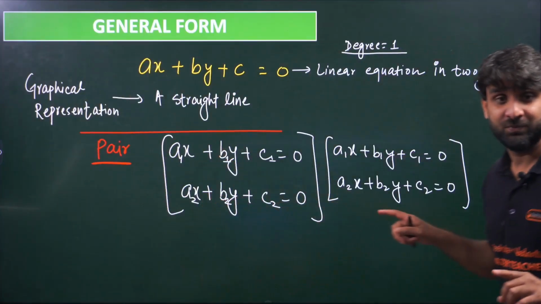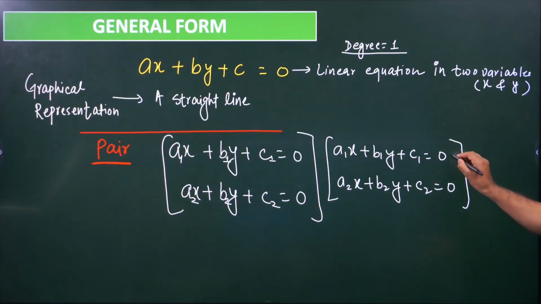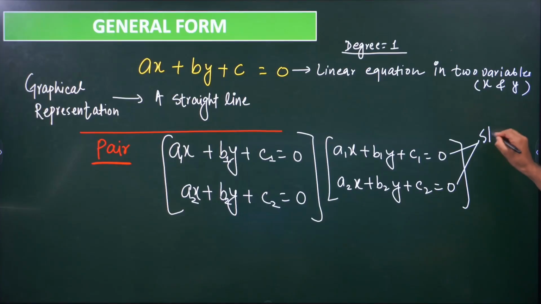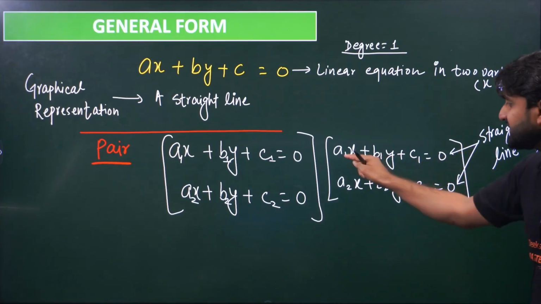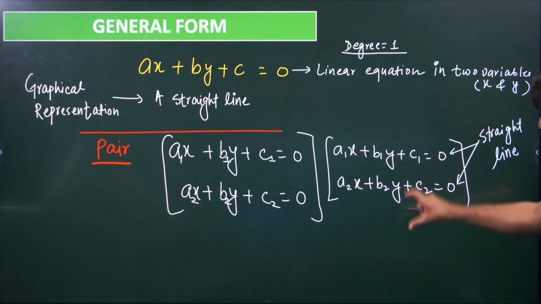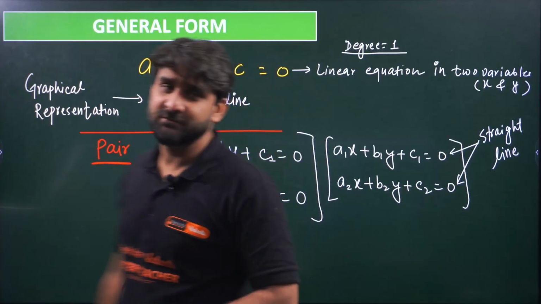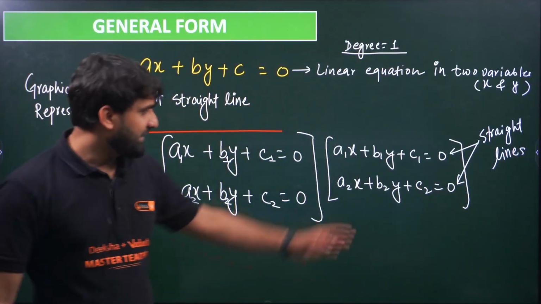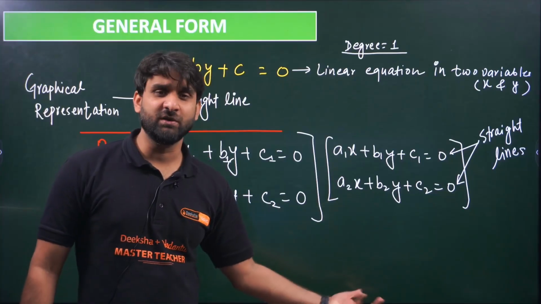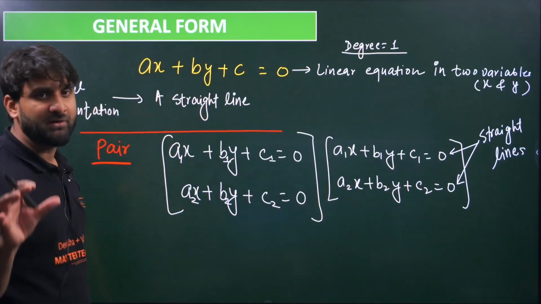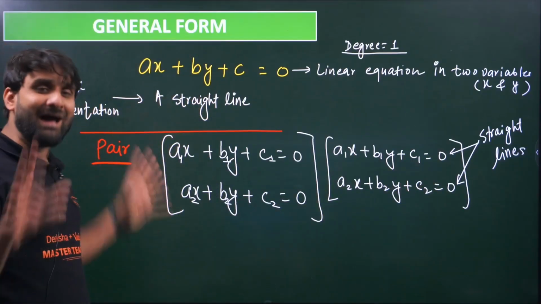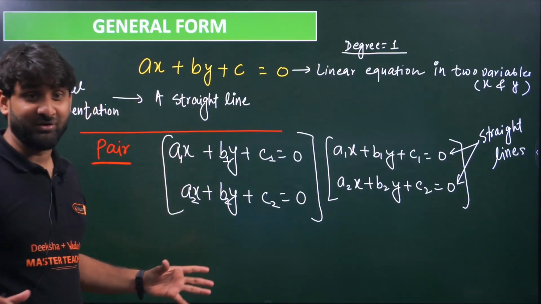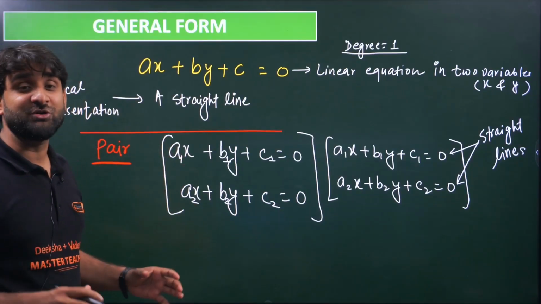Both are linear equations, and if you draw the graph of both, both will give you a straight line on a graph. Please keep it in mind. Either you draw this or this on a graph, both the linear equations will give you straight lines. I hope you are getting my point, because both are linear equations. The highest power of the variable in both equations is 1. That's why this is a straight line. Clear, everyone?